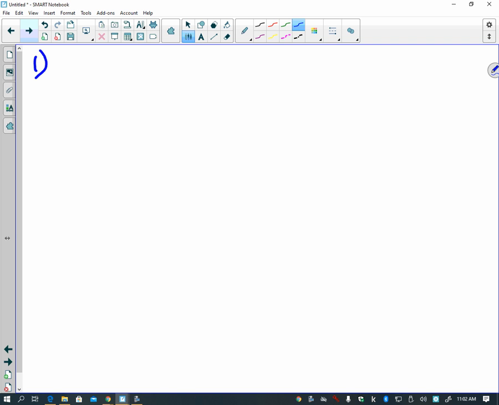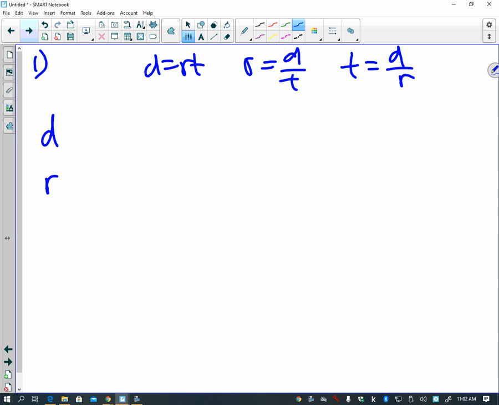Okay, so I always start these the same way every time, okay? Because there are patterns to these questions. So I write at the top, and I do D equals RT, R equals D over T, T equals D over R. Okay? I don't know what I'm going to need yet, but I know I'm going to need one of those things. Right? Down here, I do distance, rate, and time.